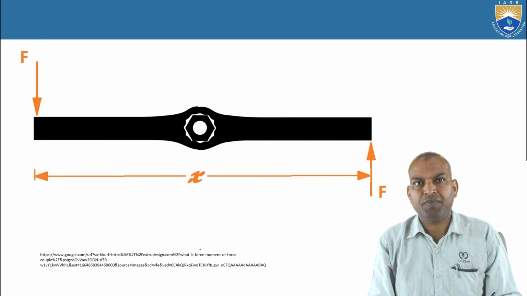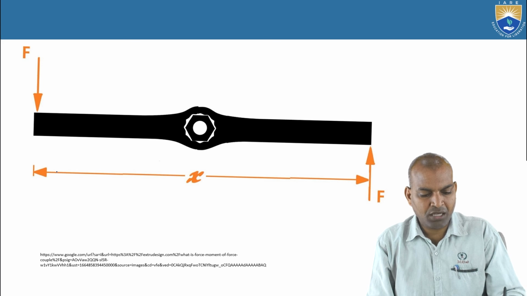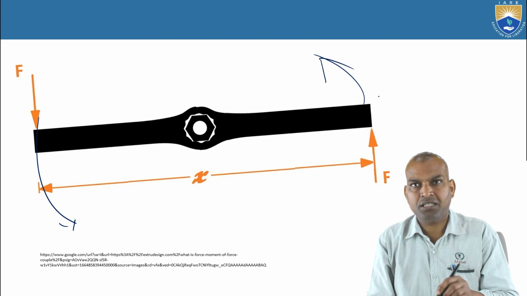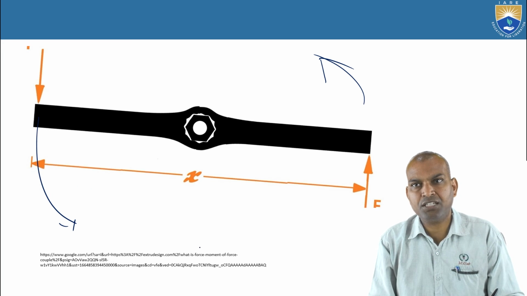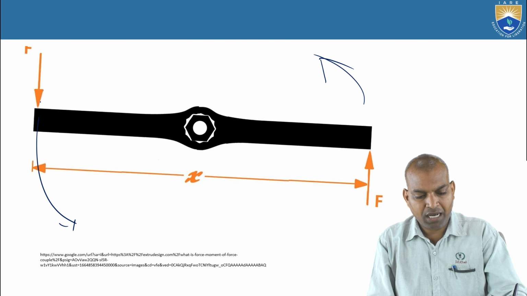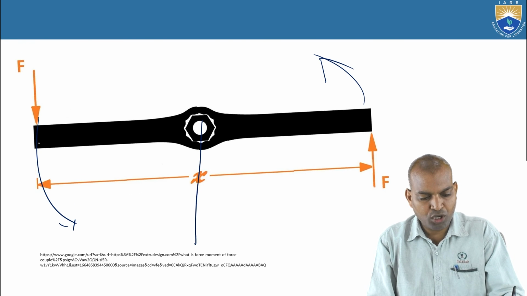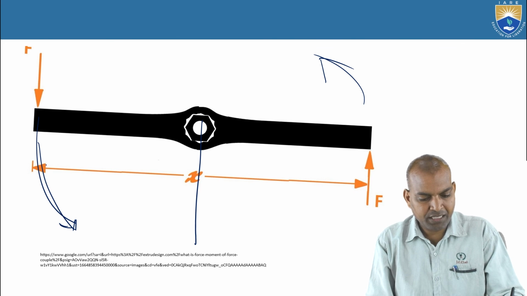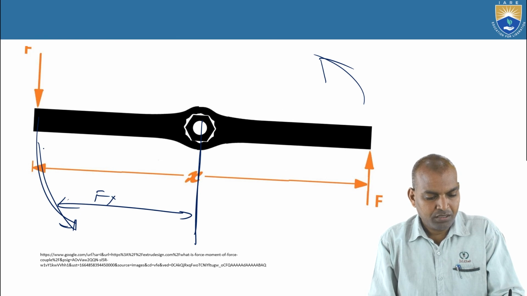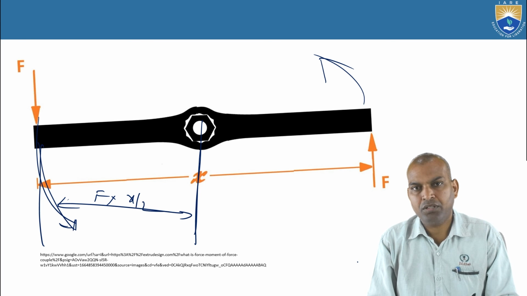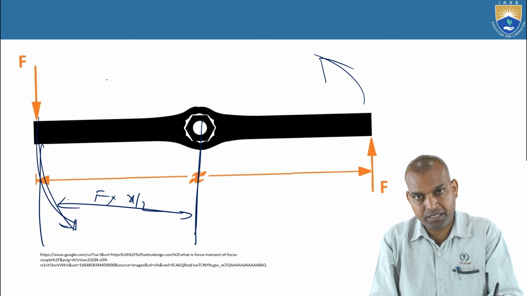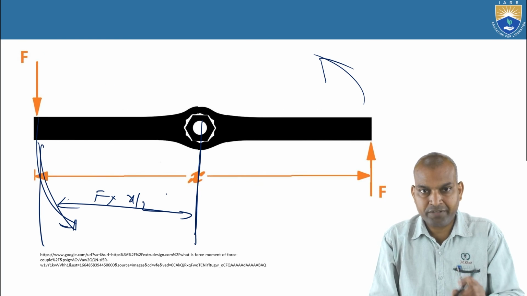Now here you can see the force F into L, this is also clockwise. Both are in complete clockwise direction. That's why you can see the direction of the movement. In order to balance, it is downwards and F into L about this point is clockwise, and about this point it is also clockwise, F into x by 2. Then what happens here? It is clockwise, it is counterclockwise. Rotation takes place.